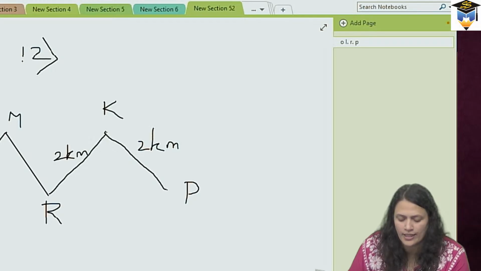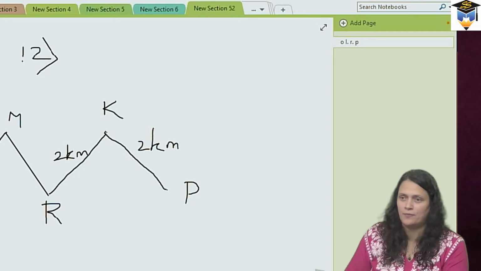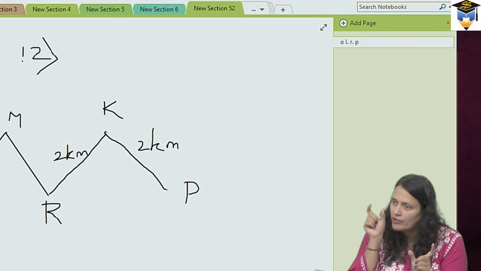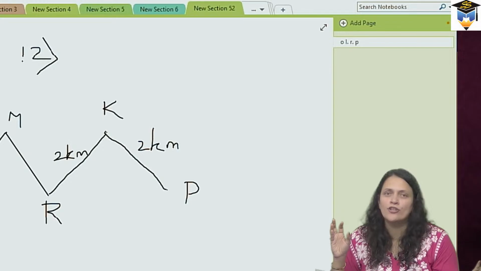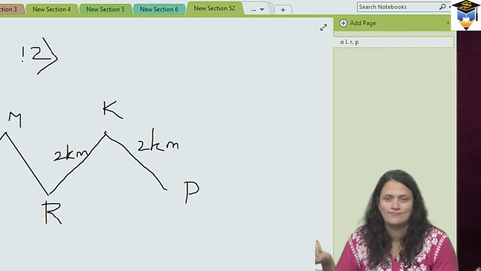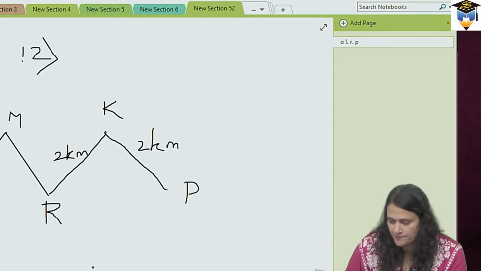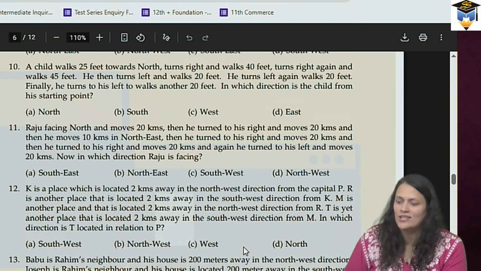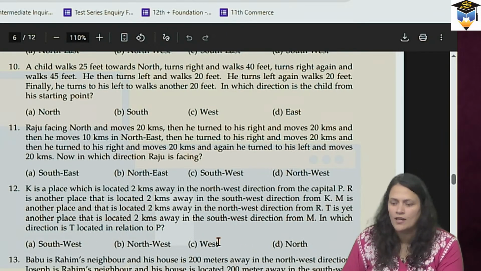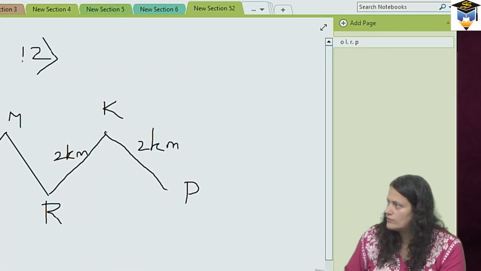So what do you think, which direction? What is the question first? Question is, what is the relation between P and T? P cha T lies on which side? So that's the correct answer. Answer आहे का? So the answer for 12th question is C, west. Understood? Please write it down. Write it down. Okay. Wait.